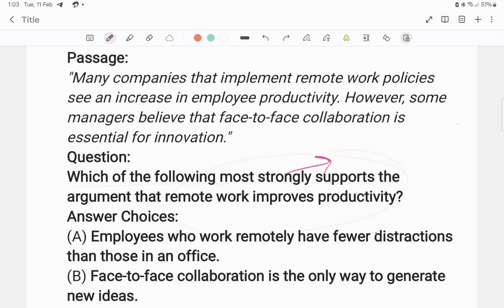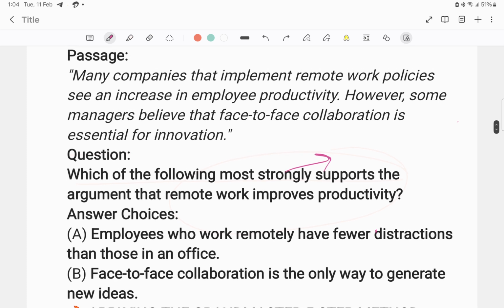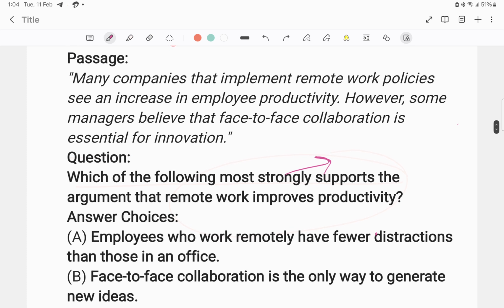So many companies have implemented remote work; however, some managers believe that face-to-face collaboration is essential for innovation. That is the passage. Step 3: take the options, two options. In these two options, what do you need to do? Reverse it.